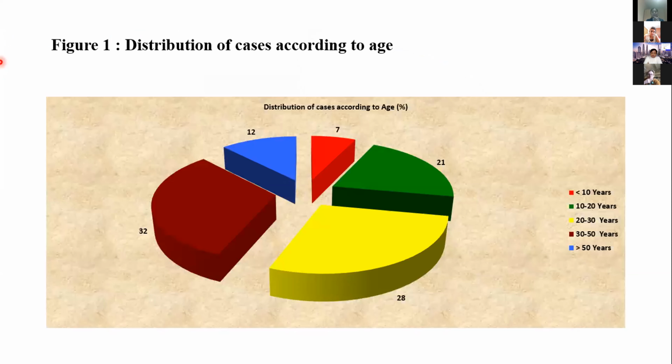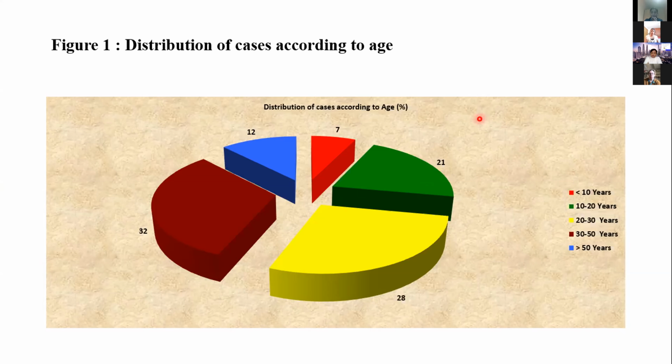First of all, my first picture shows how the cases were distributed according to age. In my study, the maximum cases, 32%, were in the age group of 30 to 50 years, followed by 28% in the age group of 20 to 30 years, and 21% in the age group of 10 to 20 years. However, the youngest patient in my study was around 1.5 years of age, and the oldest was 70 years.